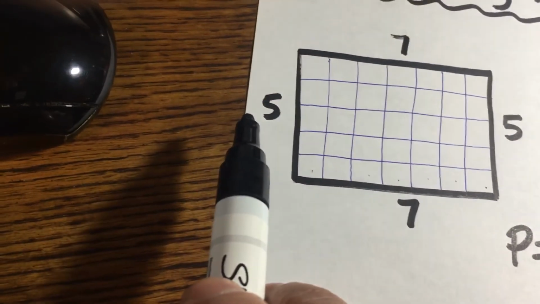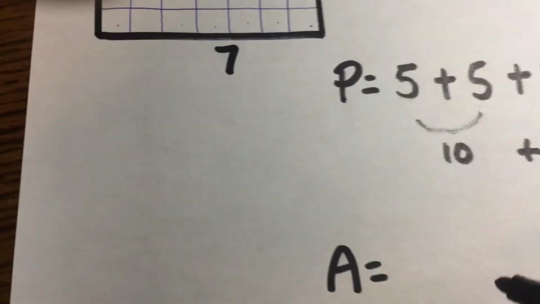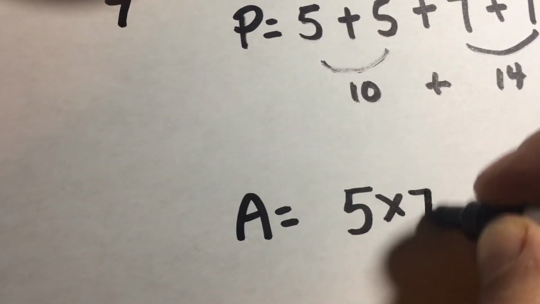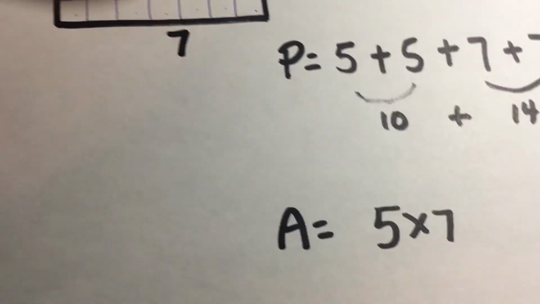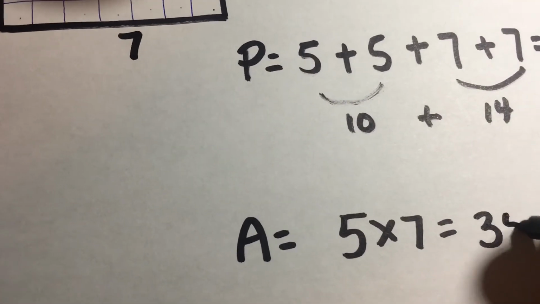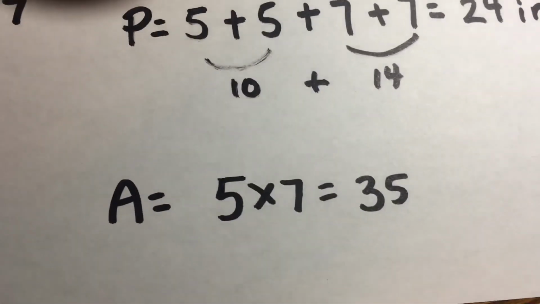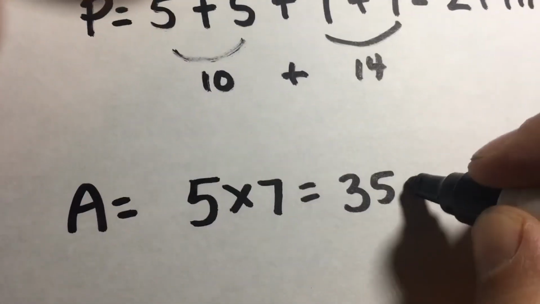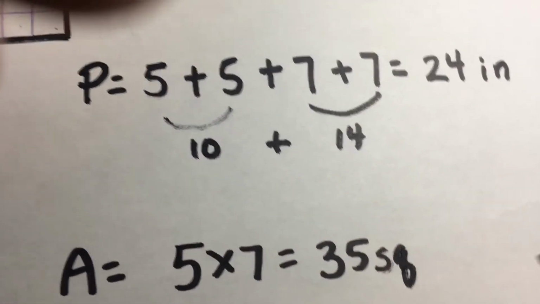Okay, now if I wanted to find the area of this, I'd just simply go back and take two of my side lengths, 5 times 7. And 5 times 7, counting by 5 seven times, will get me 35. Now remember, when I do area, I give that in square units. So this one would be square inches.